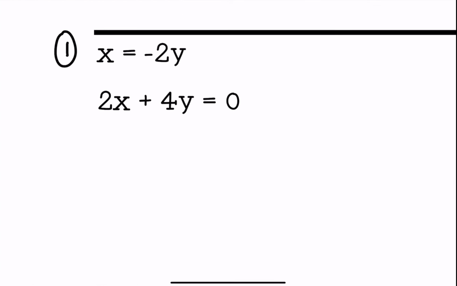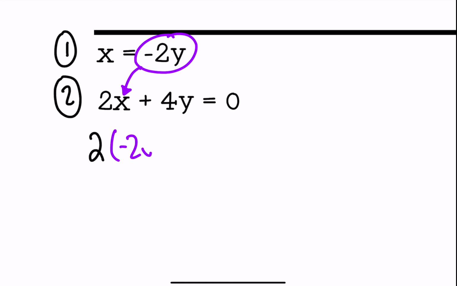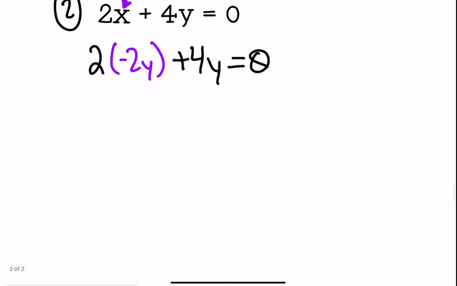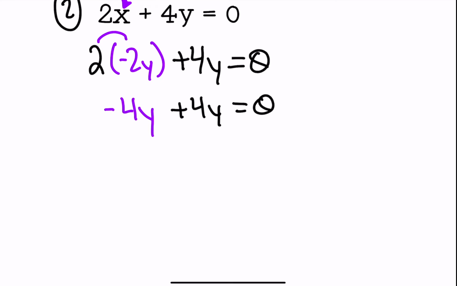So we got our first equation and our second equation. Our first equation is x equals negative 2y. That's the stuff. So we're going to replace x in the other equation with negative 2y. So we got 2 times negative 2y plus 4y equals 0. Hey, we got just y's. Let's do some mathy stuff. 2 times negative 2y is a negative 4y, so we have negative 4y plus 4y equals 0.